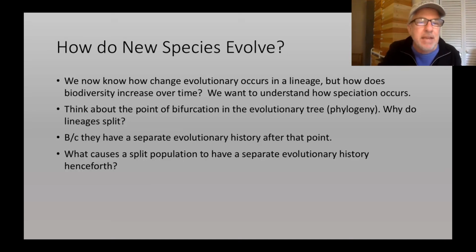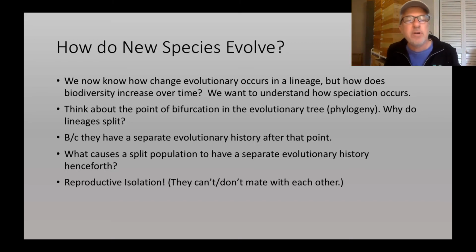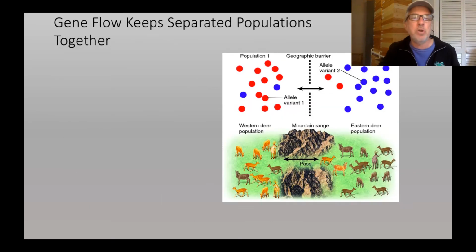And what that means is that two populations no longer interact with each other. Because if they were able to interact and breed with each other, then their lineages wouldn't split. So it must be that two populations stop interacting with each other. And this is referred to as reproductive isolation. They can't or they don't mate with each other, the two populations, and therefore they begin down separate evolutionary paths. Let's see how this works.